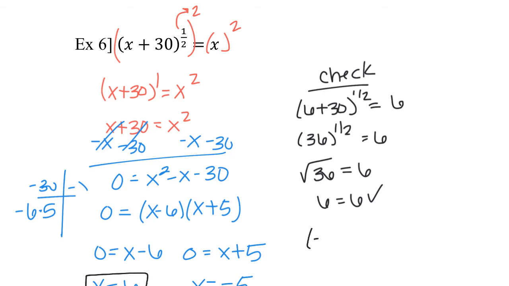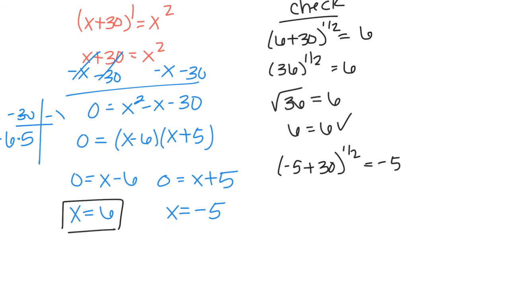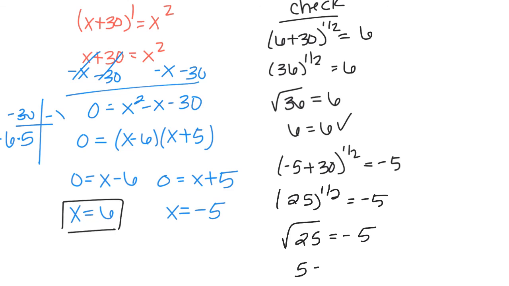So now we need to check negative 5. Negative 5 plus 30 to the 1/2 equals negative 5. Negative 5 plus 30 makes 25 to the 1/2 equals negative 5. Anything to the 1/2 really means the square root, so the square root of 25 equals negative 5. Well, the square root of 25 is a positive 5, and that's not equal to negative 5. So this is not a solution. The only solution you have is x equals 6.